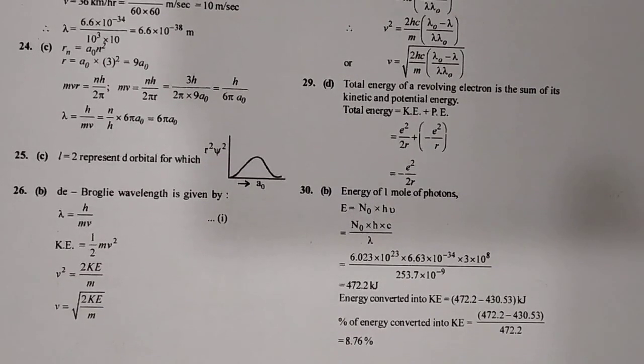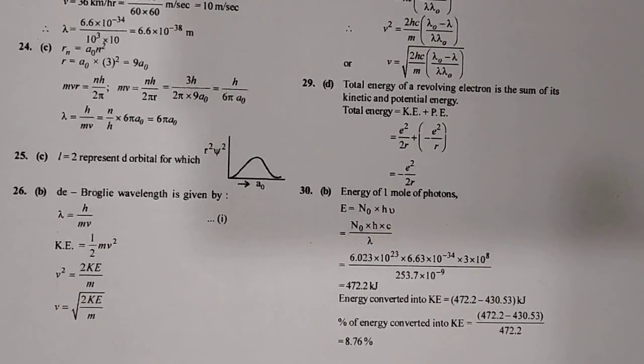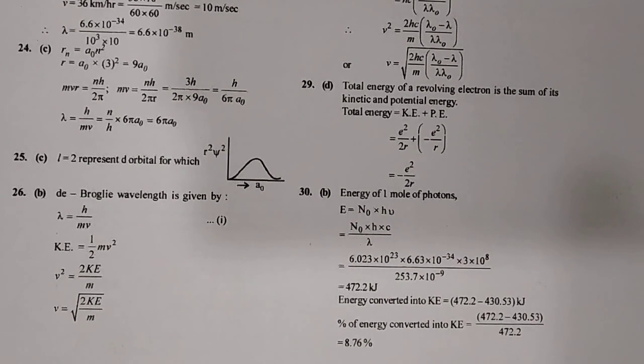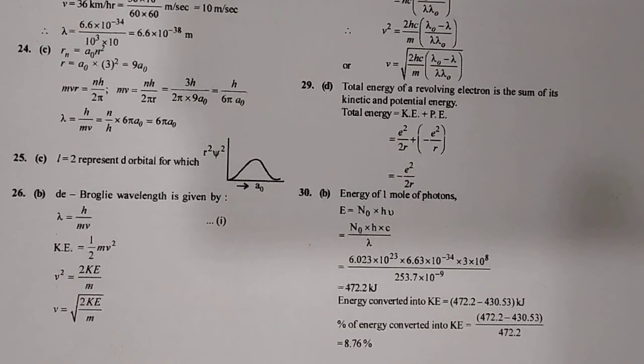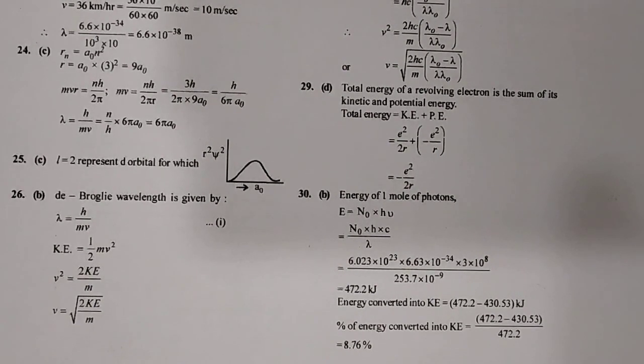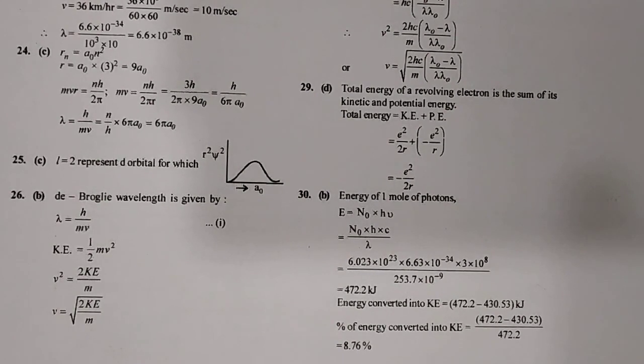So E is equal to N0 into h nu, N0 into h into c. nu is equal to c upon lambda. So that is Avogadro number multiplied by Planck's constant multiplied by velocity of light divided by lambda, which is 253.7 nanometer, means 10 to the power minus 9. So you get one energy. Now take a difference. Simplify. h nu is equal to h nu 0 plus half mv square. So half mv square is equal to h nu minus h nu 0. Minus कर लीजिए, simplify कीजिए and your answer is 8.76, means B Bombay is your right answer.